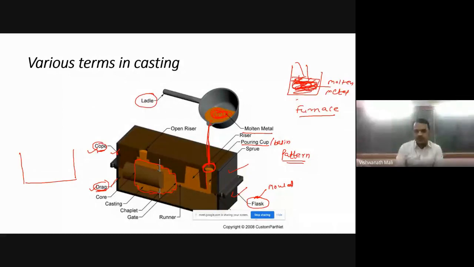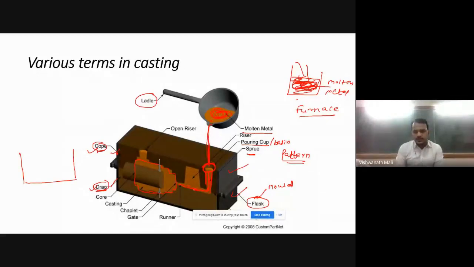Then here it is the sprue. Here you can see the sprue. It will guide the molten metal to casting. So this part is known as sprue, which is vertical. You can see.